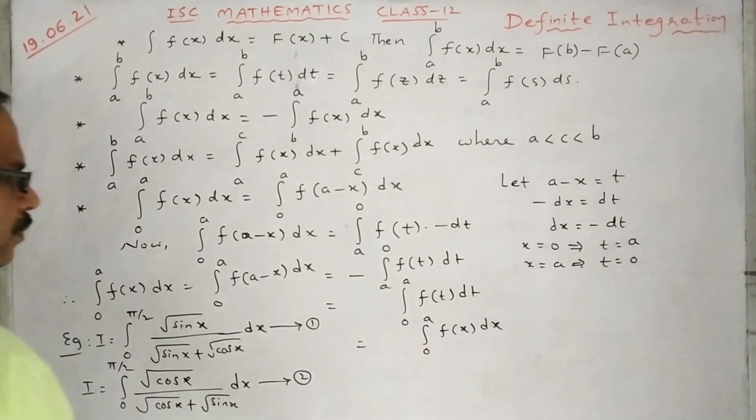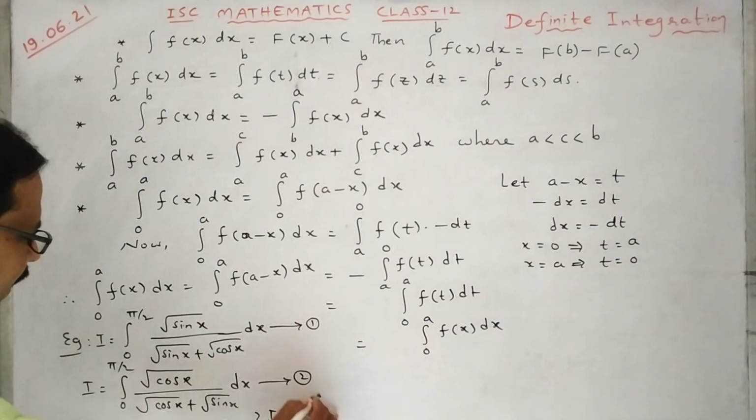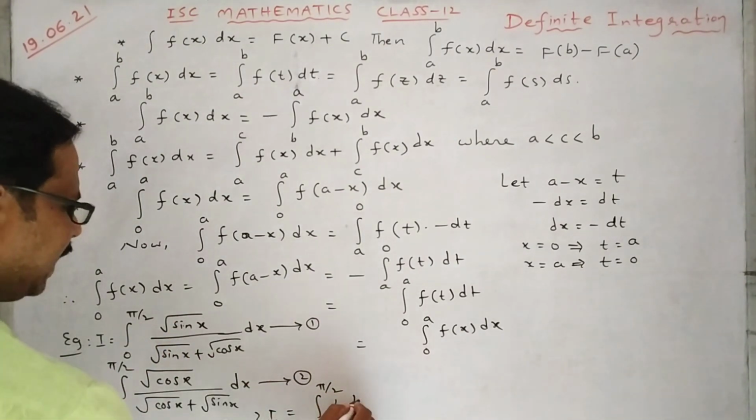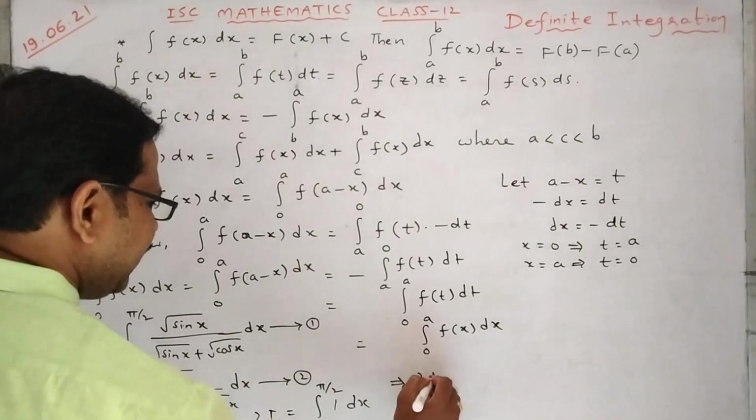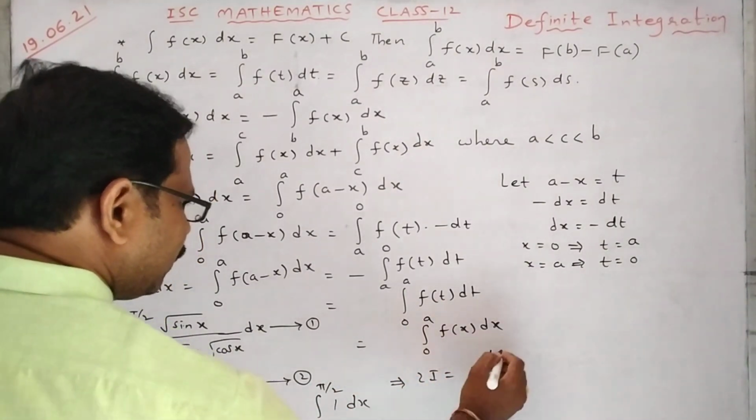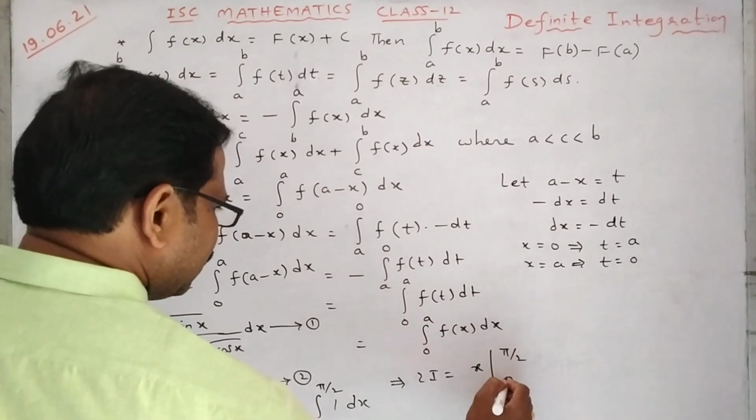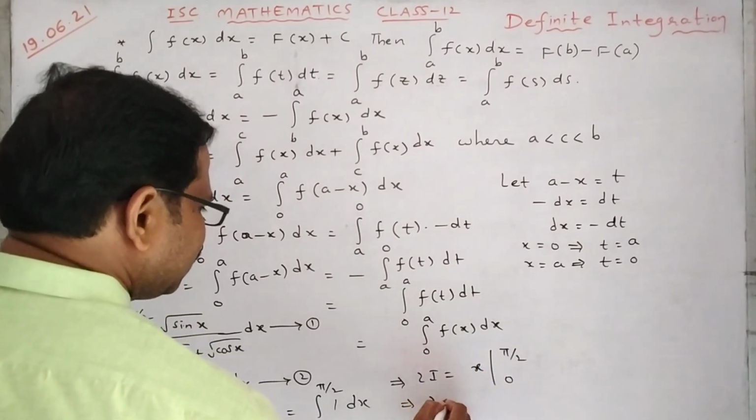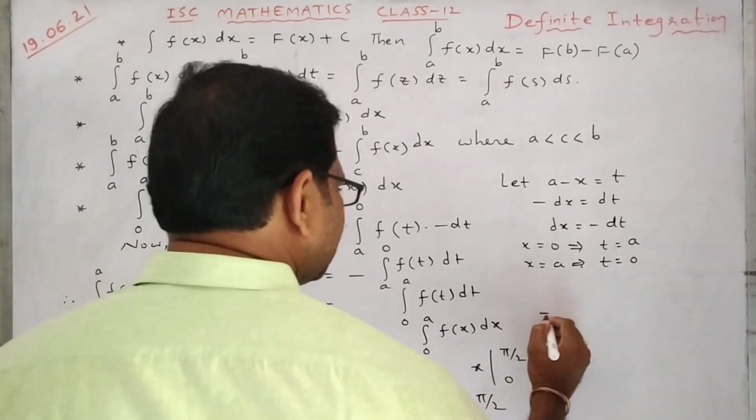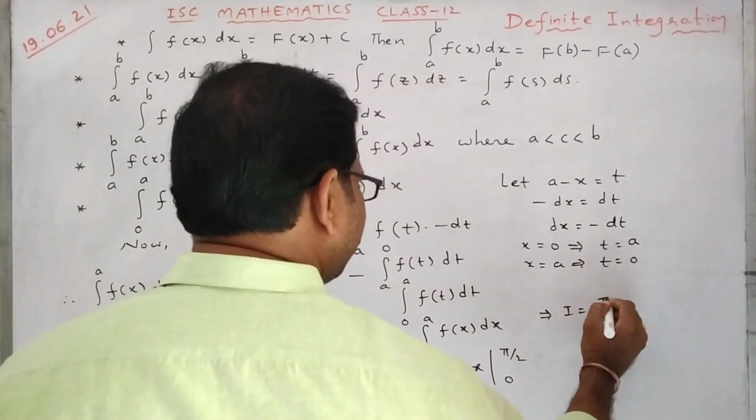Add 1 and 2. Now 1 plus 2, what will you get? 2I equal to integral 0 to pi by 2. Numerator and denominator will be the same, so 1 dx you will get. So 2I equal to integration of 1, which is x, with limits pi by 2. What should you do? Upper limit minus lower limit we should write: pi by 2 minus 0, pi by 2. So I equal to pi by 4.